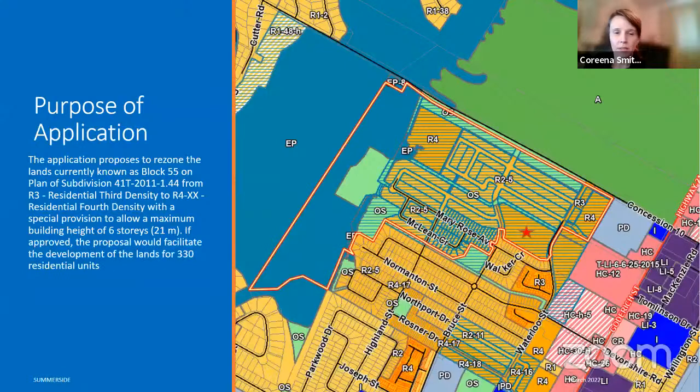So the purpose of this application is to rezone the lands currently known as Block 55. So they are a block within an existing draft approved plan of subdivision. And they are seeking to rezone these lands from R3, which is a residential 3rd density, to an R4 residential 4th density, with a special provision to allow a maximum building height of 6 stories, or in this case, 21 meters. If approved, the application would facilitate the development of these lands for 330 residential units.